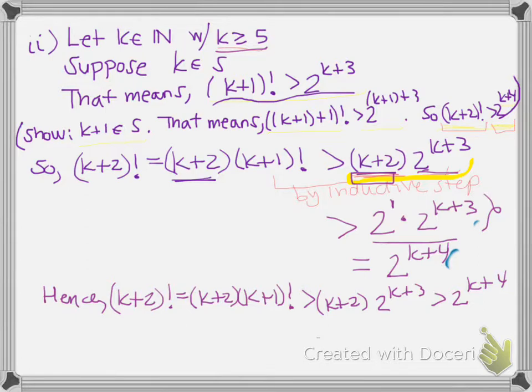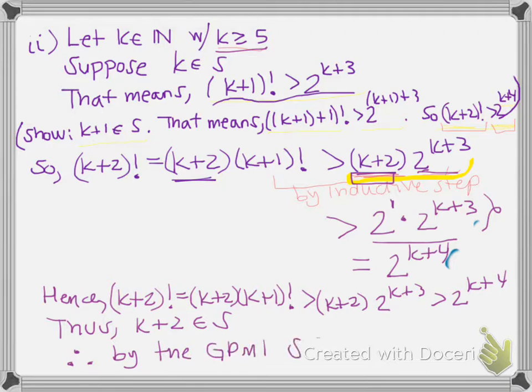And so we can say thus k plus 2 belongs to our set S, and therefore by the GPMI, generalized principle of mathematical induction, S contains all natural numbers greater than or equal to 5. Okay. You could put a little pound at the end if you have room.